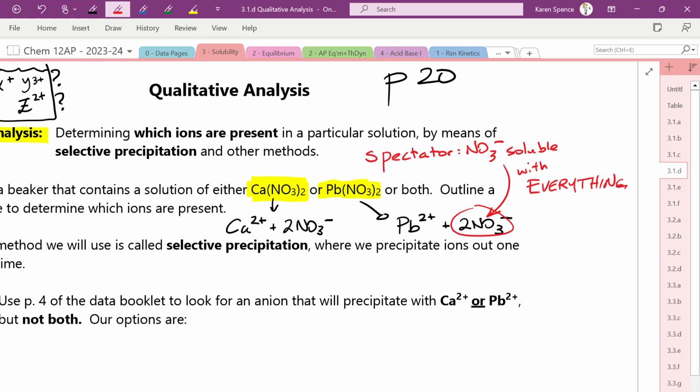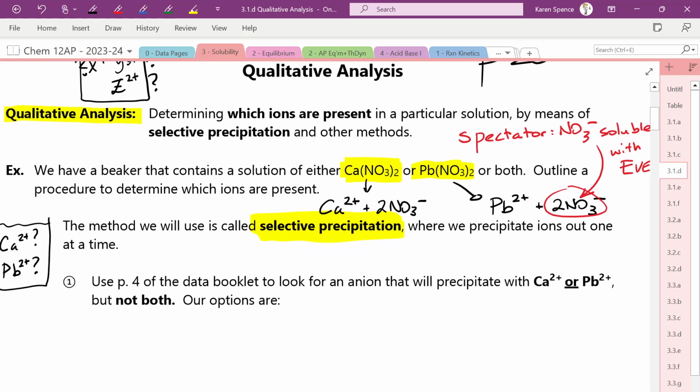So what we're going to do is we're going to use a technique called selective precipitation, which means we select an ion that will precipitate and it won't precipitate the other thing. Okay, so we need to pick something that will precipitate the calcium or the lead, but not both. So I would like you to go to your data booklet and see if you can find something that will precipitate calcium or lead, but not both.